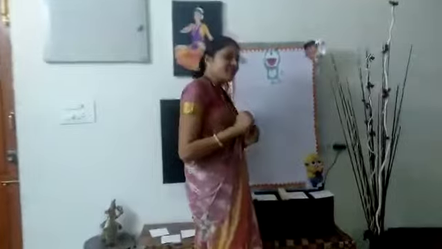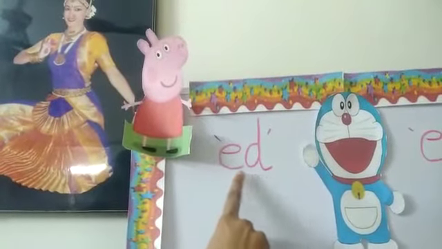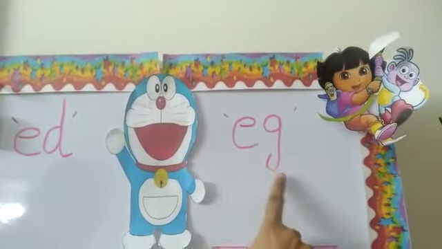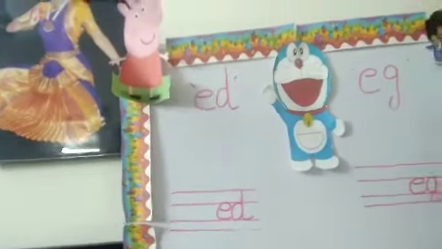Last class, we all learned EN words and ET words. Now, we are going to learn two more things. What are they? Come here, see. ED, a, d, ed. Then EG, a, g, eg. Now I'll paste one picture. Now tell me, what is this?